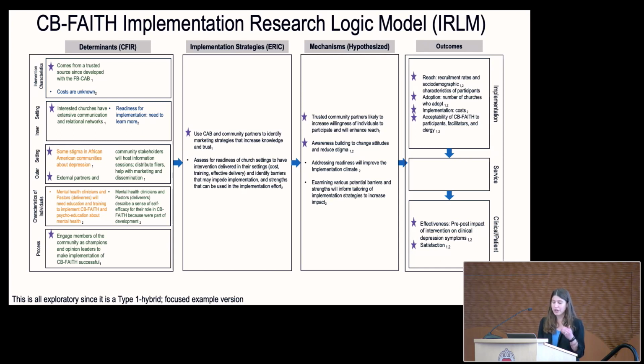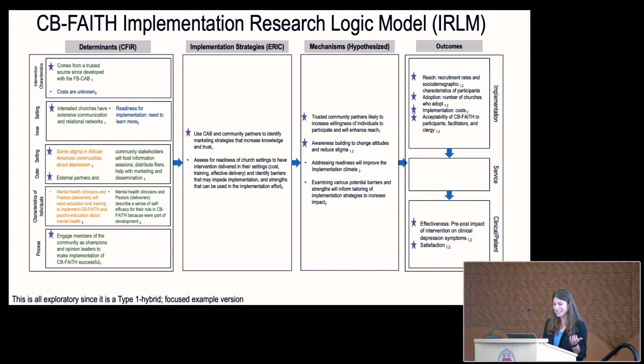We then thought, okay, we have these facilitators, and we've listed a couple more. What are the strategies we can use to leverage those facilitators? One strategy we thought we would leverage is using the CAB and community partners to identify different marketing strategies that increase knowledge and trust of the intervention. So how can we get folks to come and be part of this intervention? We will leverage that CAB.